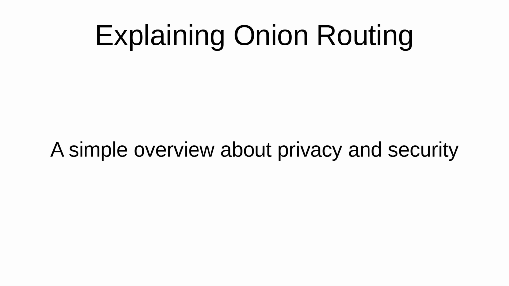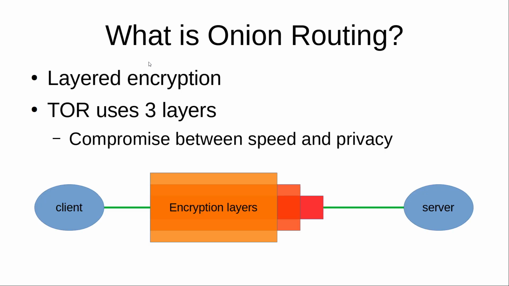Hello and welcome to a brief overview about onion routing and how it can enhance privacy and security, as well as some of its shortcomings and vulnerabilities. Now, this isn't going to be a very technical explanation. There's far better videos out there about people really going into the nitty-gritty about how it works, but this video isn't that. So what is onion routing?